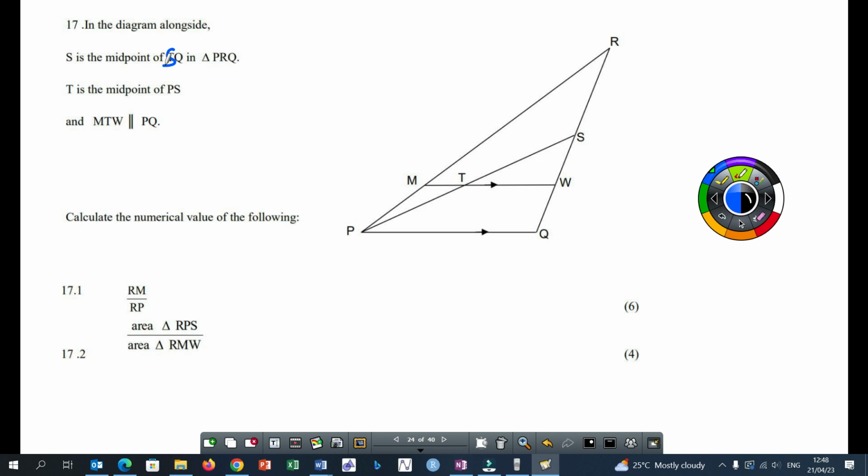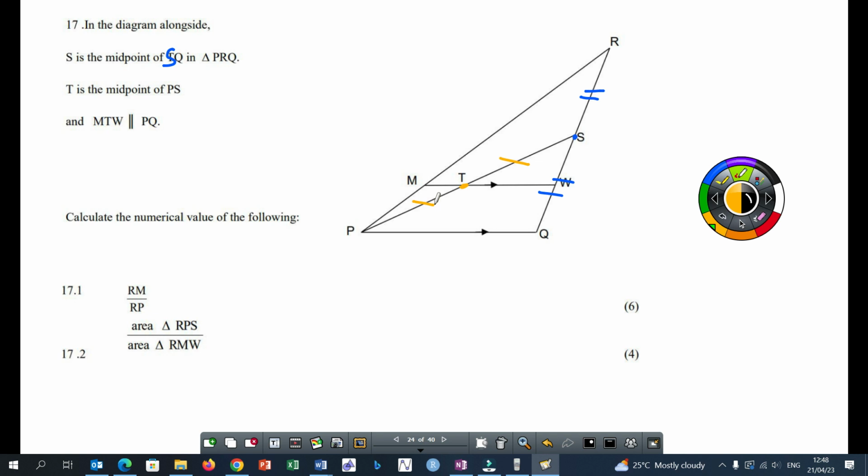But we were told that S is a midpoint. If S is a midpoint, it means RQ is bisected. Also, T is a midpoint of PS. So T is a midpoint of PS, so PT and TS will be equal. Then MTW is parallel to PQ.